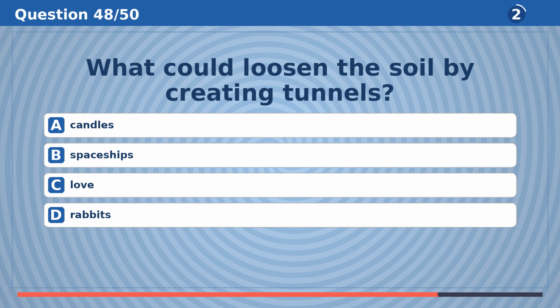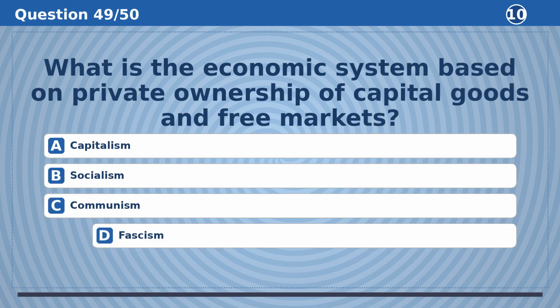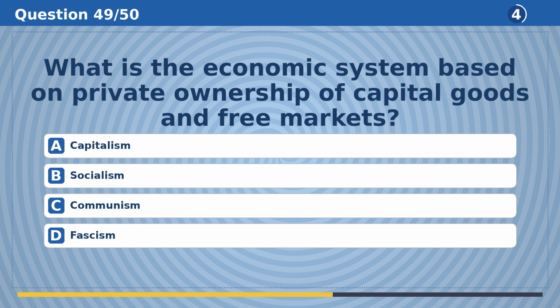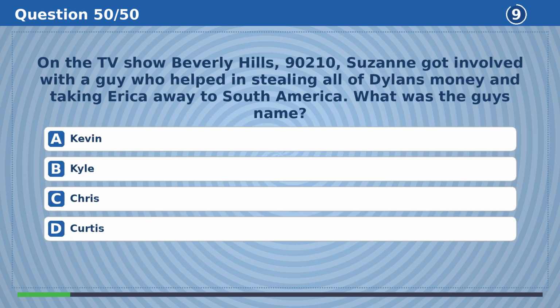What could loosen the soil by creating tunnels? The answer is D. Rabbits. What is the economic system based on private ownership of capital goods and free markets? The answer is A. Capitalism.